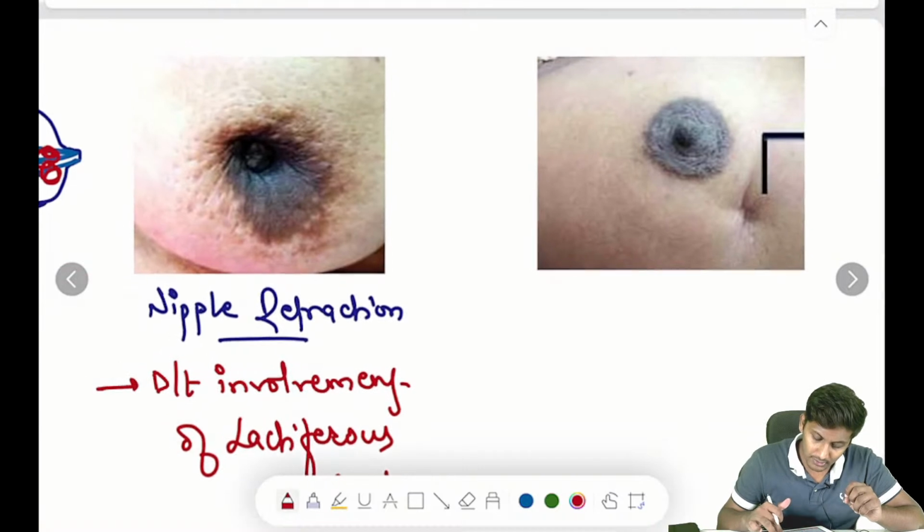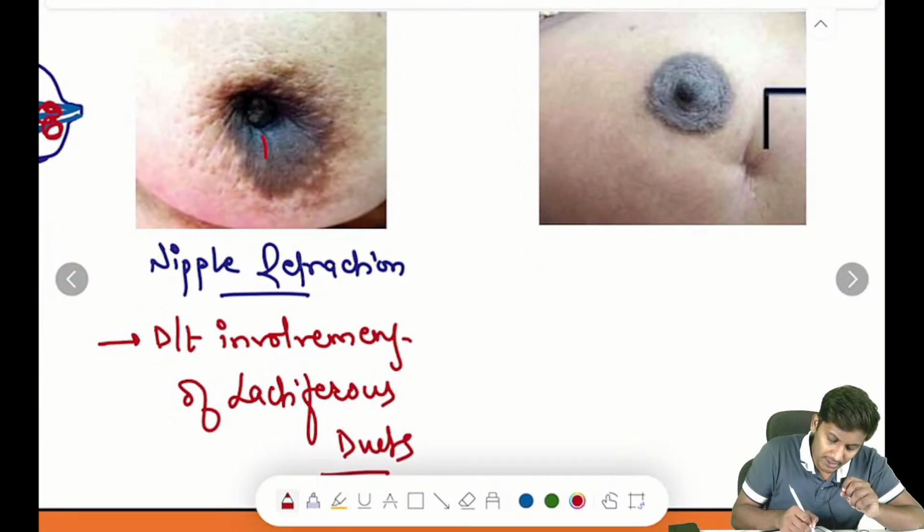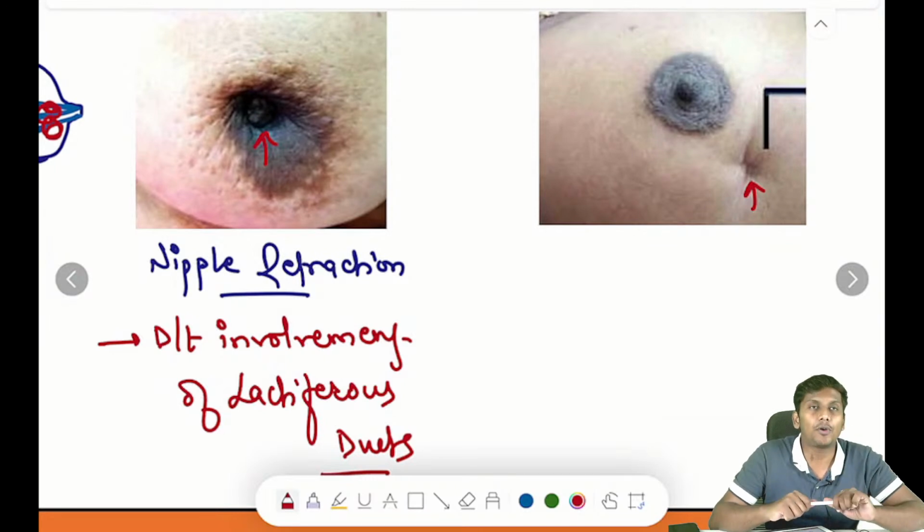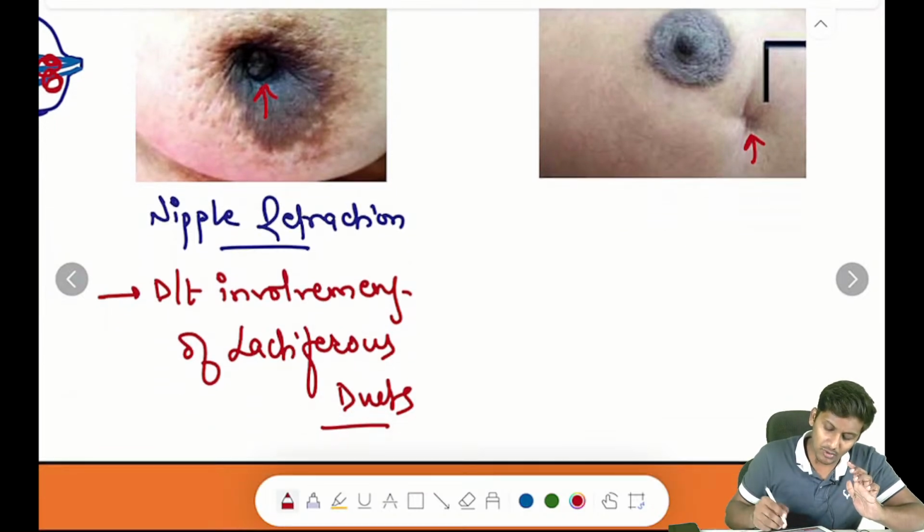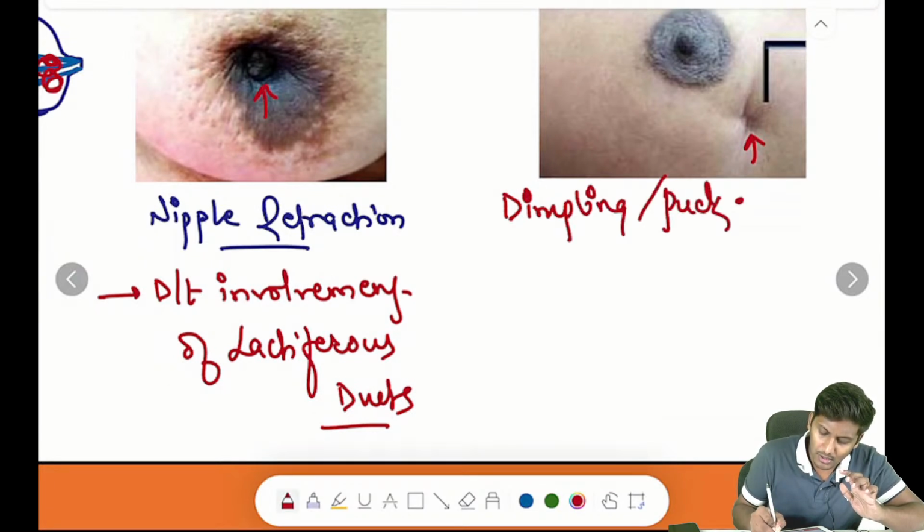Next important is this one. What can you see here? In the previous picture the nipple had gone inside. Here the nipple is absolutely fine, but the problem is the skin has been pulled inside. If the skin is pulled inside, there is skin retraction. This skin retraction is what is known as dimpling or puckering.